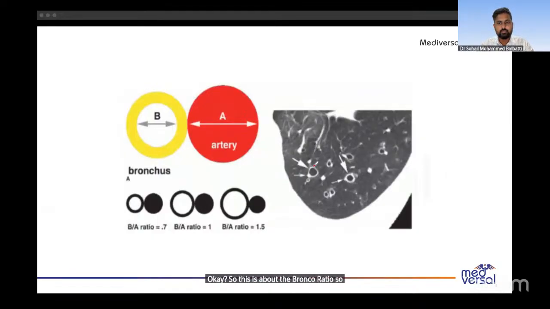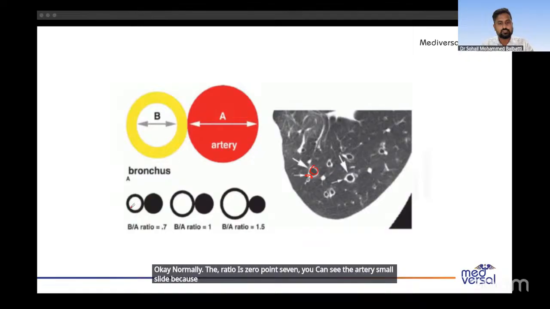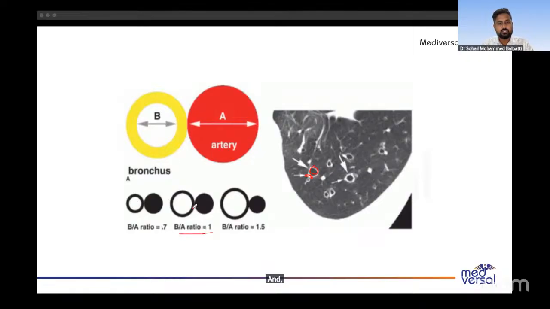So you can see the images here. This is a bronchus and this is a small artery. Normally the ratio is 0.7. You can see the artery is slightly bigger and the bronchus is small. And when the ratio becomes 1, you can see this is a bronchus that becomes dilated, and when it goes beyond 1.5, it is more dilated. So it looks like a signet ring. You can see multiple signet ring signs here, and there is no other evidence of bronchiectasis. So these are all early changes you can see here.